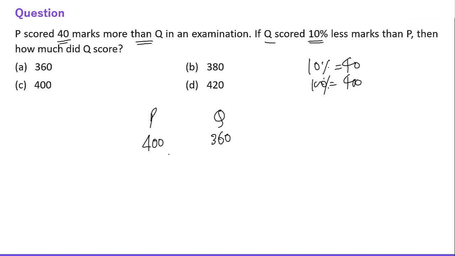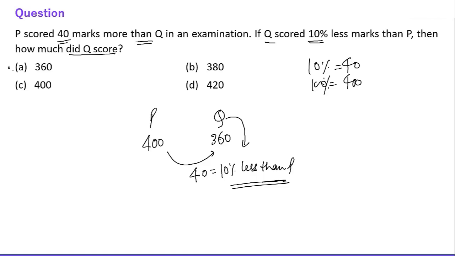This is the situation, right? The question is saying Q is scoring 10% less than Q. Sorry, Q is scoring 10% less than P. Right. Q is scoring 10% less than P. This is the situation. So how much did Q score? Q scored 360 marks. Okay. This is the situation. Right, everyone? Fine. Okay. Now let's move to the other one.